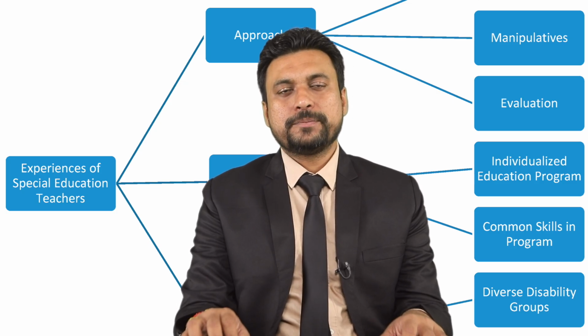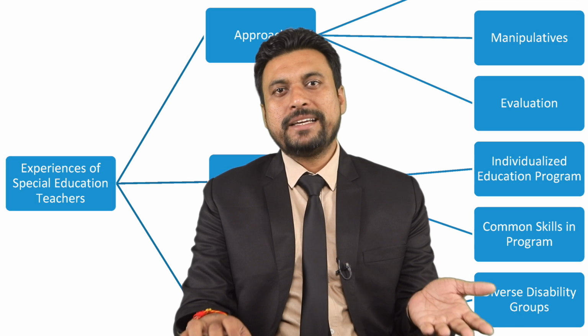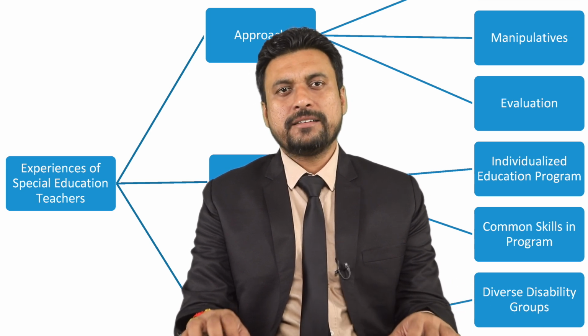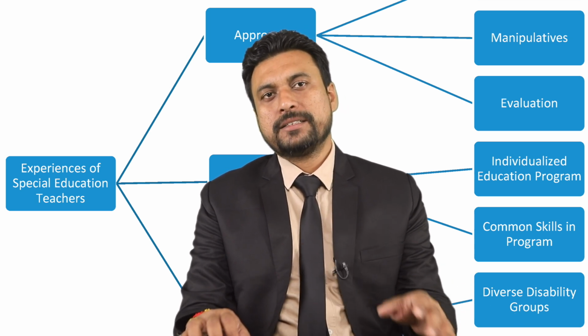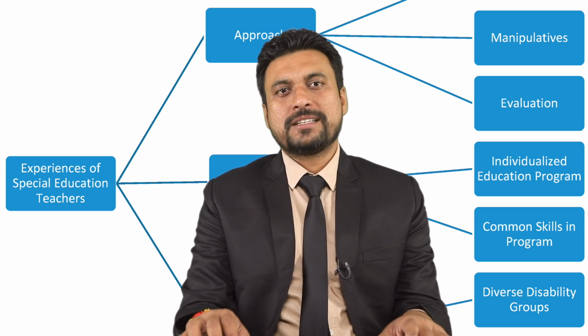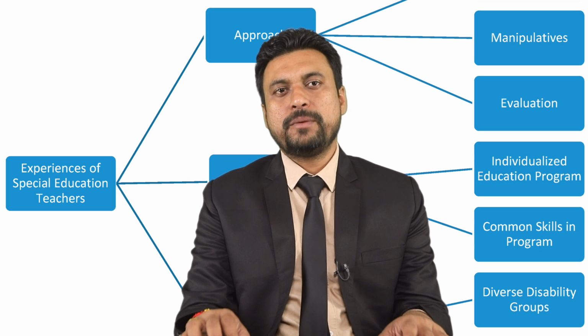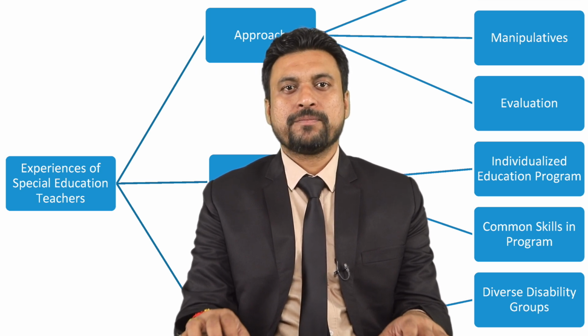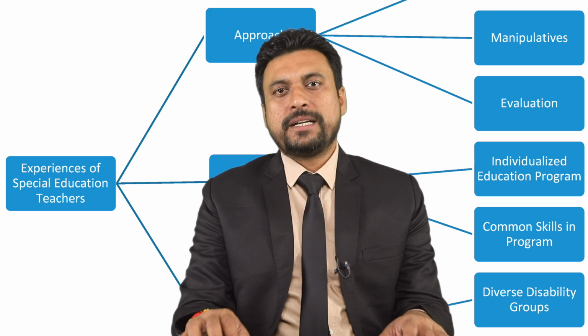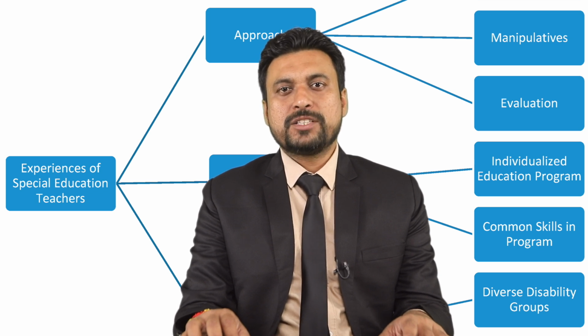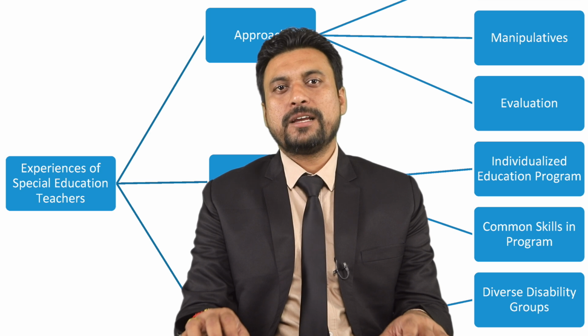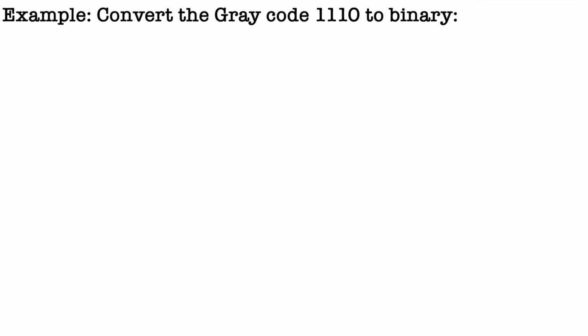Converting gray to binary: this is the reverse of converting binary to gray. For this, the first step is that the most significant bit of the binary number is the same as the MSB of the gray code. In the second step, each subsequent bit performs an XOR operation between the previous binary bit and the current gray code bit. Let's take an example to convert gray code to binary. The gray code is 1110.